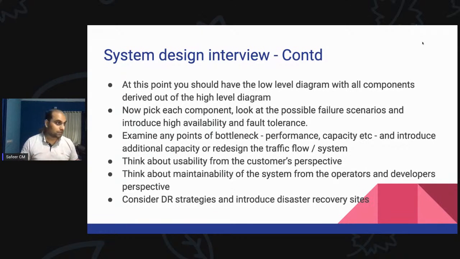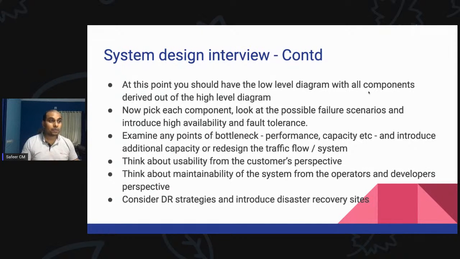Once you have done all these things, think about the usability from the customer's perspective. Your system is fantastic, but how does your customer access this system? You are going to be in North America and your customer is going to sit in Bangalore or another remote corner of India. Is that going to work? Or should you move your infrastructure somewhere else? Or should you have a secondary site somewhere in Bangalore or Delhi? Think about that from the customer's perspective.